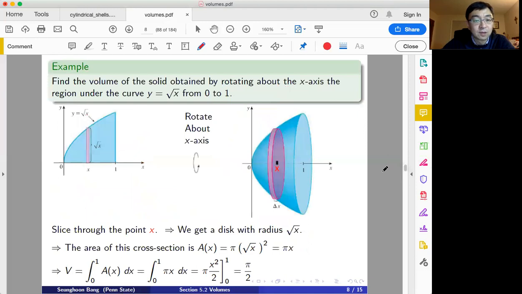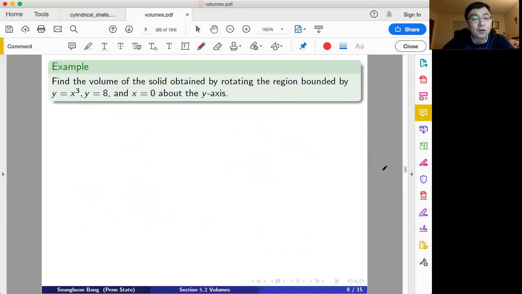The next one. Find the volume of a solid obtained by rotating the region bounded by y equals x cubed, y equals 8, and x equals 0 about the y-axis.